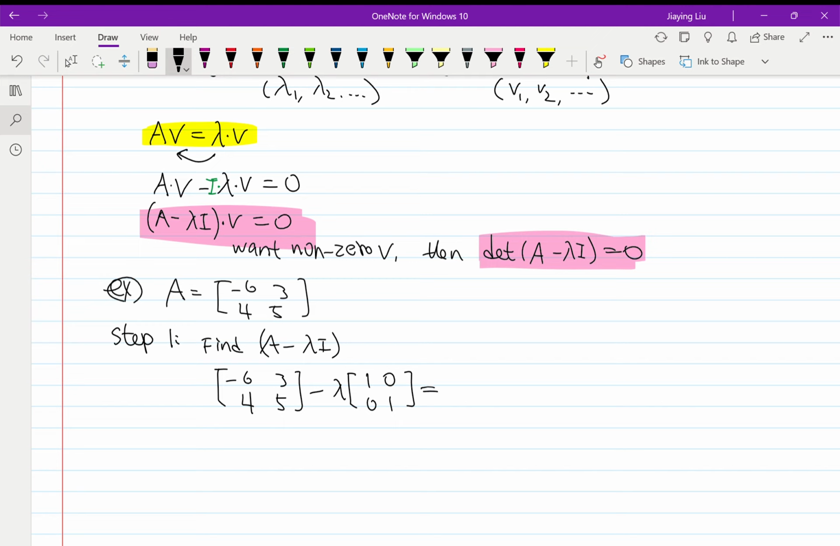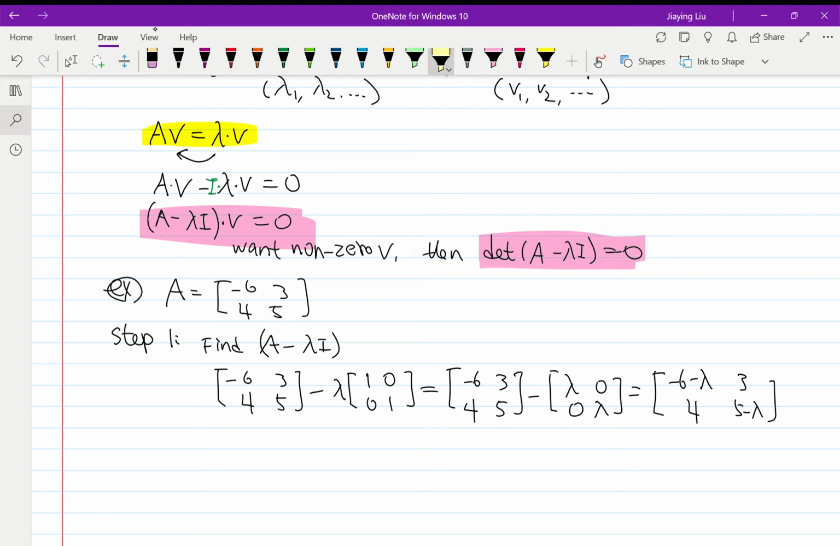And if we carry out the process, that will give us [-6, 3; 4, 5] minus [lambda, 0; 0, lambda], and that's going to be [-6 minus lambda, 3 minus 0; 4 minus 0, 5 minus lambda]. This is the A minus lambda I matrix.